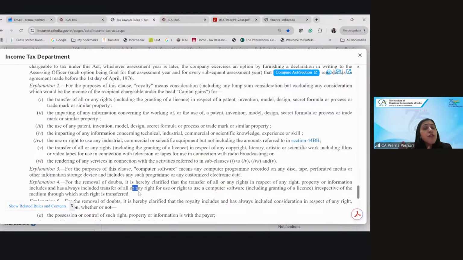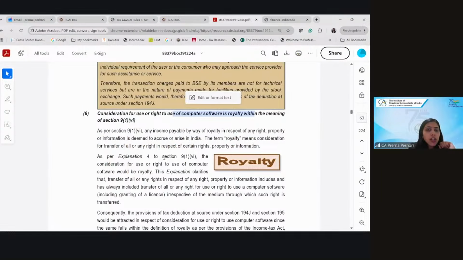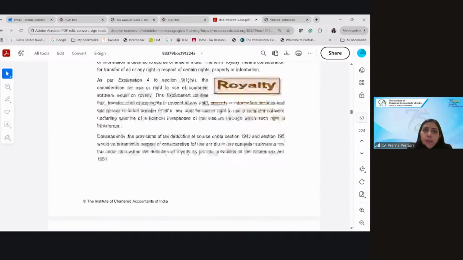But the definition of royalty says that the right to use a computer software or right for using a computer software is royalty. So therefore, if the Act says so, any purchase of computer software is royalty, and therefore you have to deduct the TDS if the payment is more than 30,000 under 194J. Yes or no?